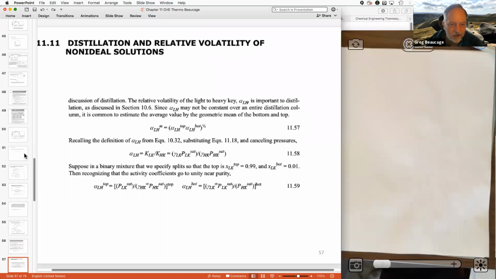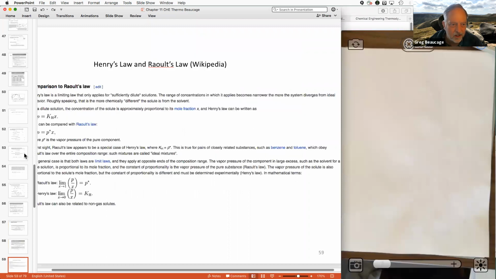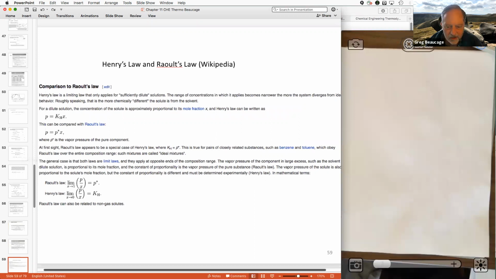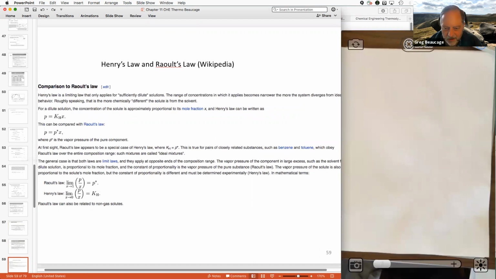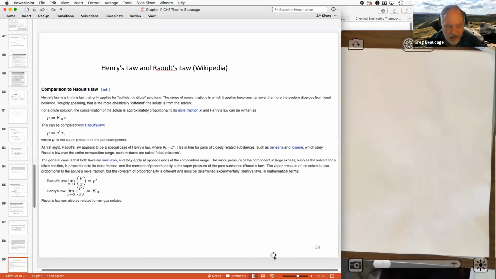Let's see, I'm going to skip this part. Henry's law is important. So if you're doing environmental work, right, you're dealing with parts per million of some kind of pollutant, and then you use Henry's law. So what is it? That's kind of the key issue here. So Henry's law is used when you're in dilute conditions, right?